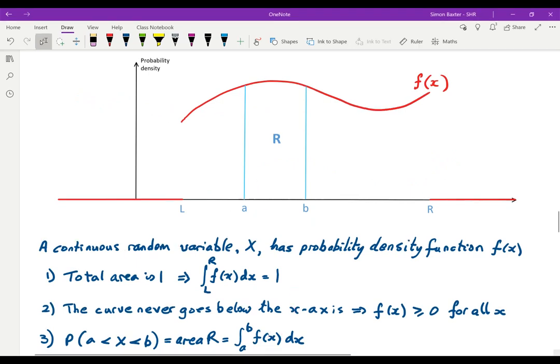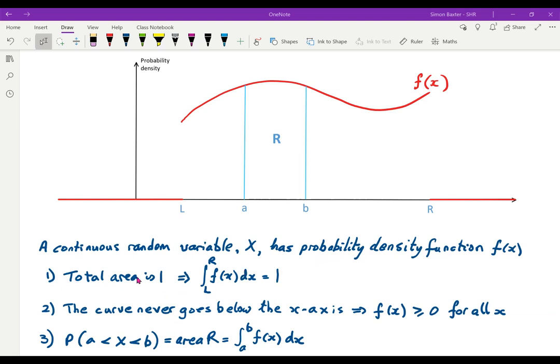A continuous random variable. We now have a continuous variable. There are no discrete pieces. It's like the normal distribution. The normal distribution is continuous. A continuous random variable has probability density function f of x. This is the new name that we are meeting.